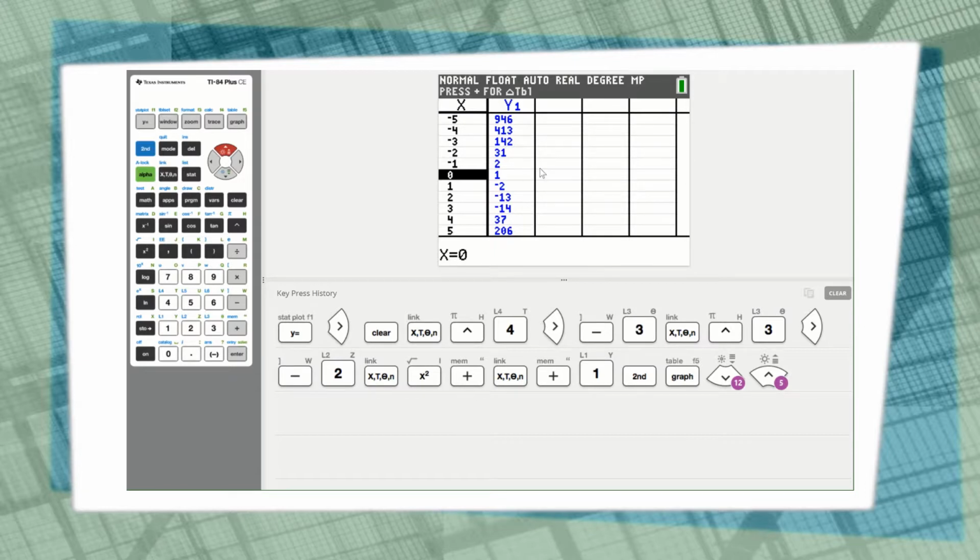When x is 0, y is 1. And when x is 1, y is -2. I already did 0 and 1. That phone call threw me off. When x is 3, y is -14. And when x is 4, y is 37. Between these two consecutive integers, 3 and 4, we've changed signs. We've gone from a negative number to a positive number, which again means that we are crossing the x-axis.